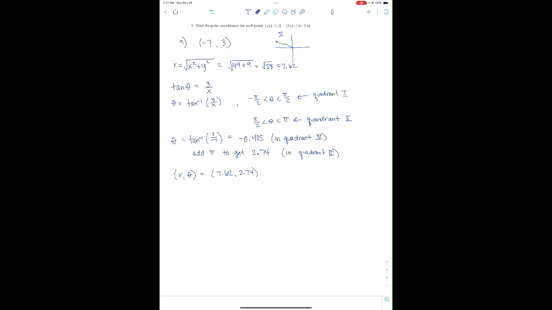Just do it down here. B. Okay, so in B, we have the point negative 3.4 and negative 2.6. So where are we? Negative 3.4 and negative 2.6 is about here. So we're in quadrant 3.